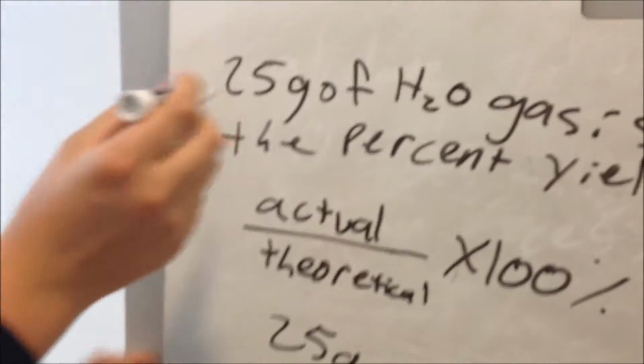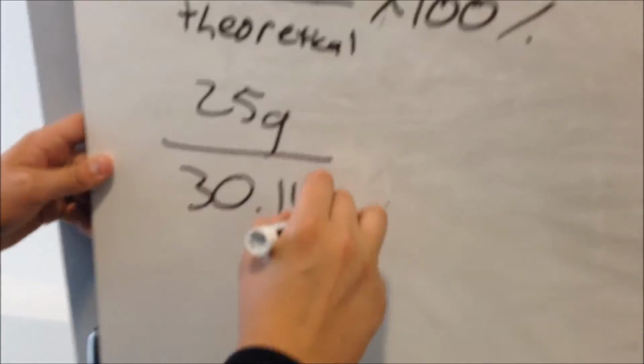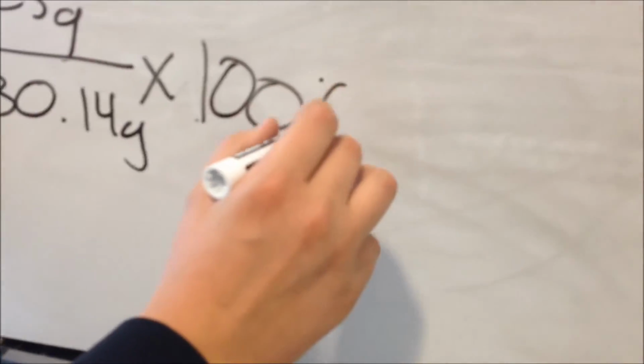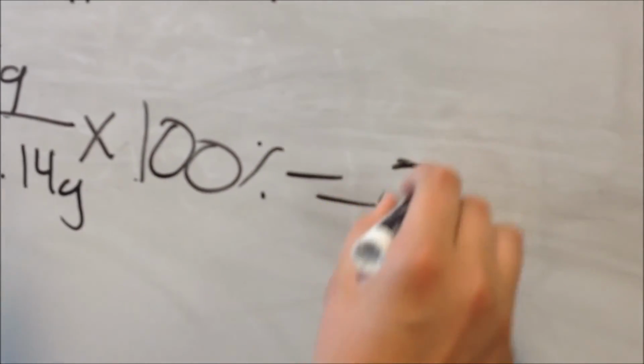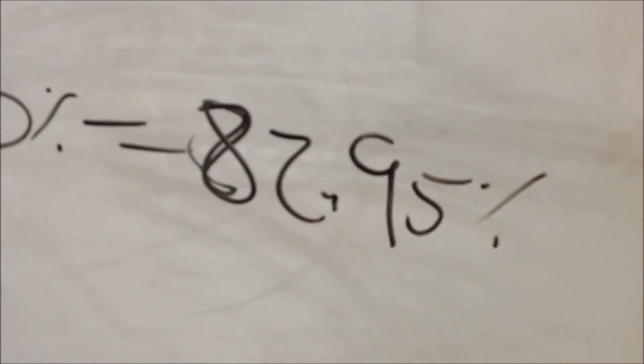So it's 25 on top, which is the one that was in the second problem, right here. That would be the actual. And then theoretical yield, that would be our previous answer from the last question. You divide them, then you multiply by 100%, which is equal to 82.95%. That's how you find percent yield.